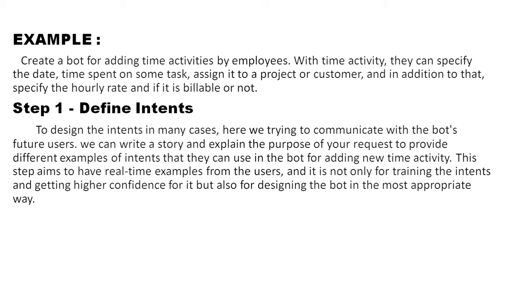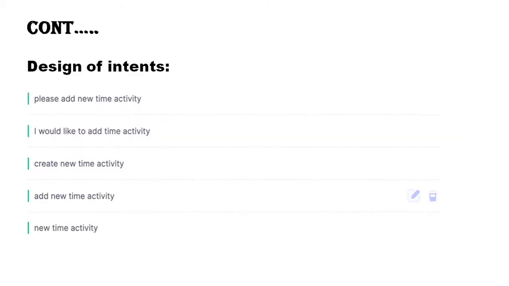First step, define intents. To design the intents, in many cases here we are trying to communicate with the board's future users. We can write a story and explain the purpose of your request to provide different examples of intents that they can use in the board for adding a new time activity. This step aims to have real-time examples for the users, and it is not only for training the intent and getting higher confidence for it but also for designing the board in the most appropriate way. This is the design of intents.